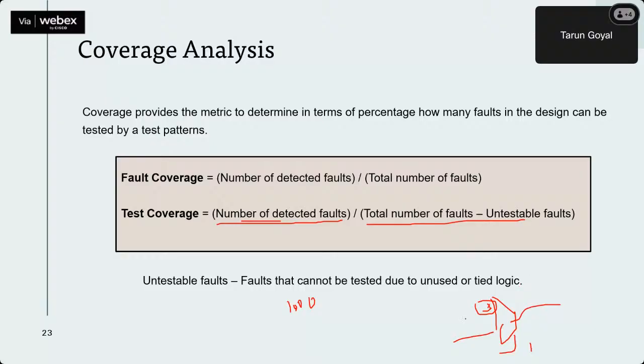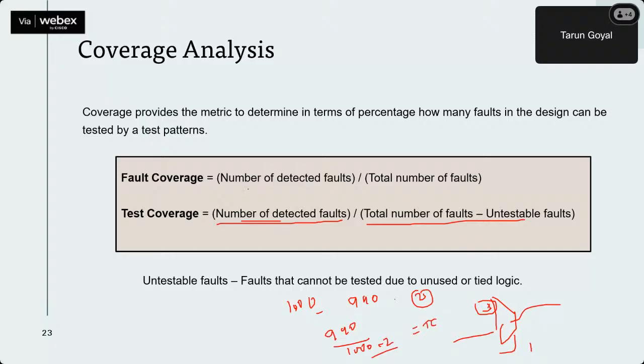And these are detected. How many out of a thousand? Suppose we have detected 990, right? And two faults have been blocked. So then my metric will be 990 divided by 1000 minus 2 faults, right? This is my test coverage.